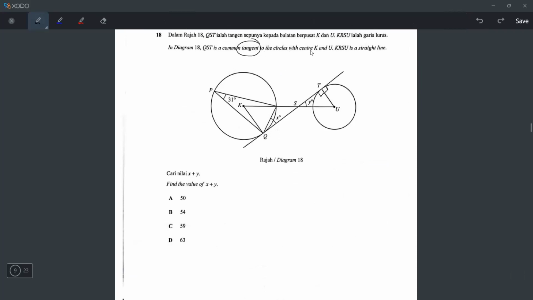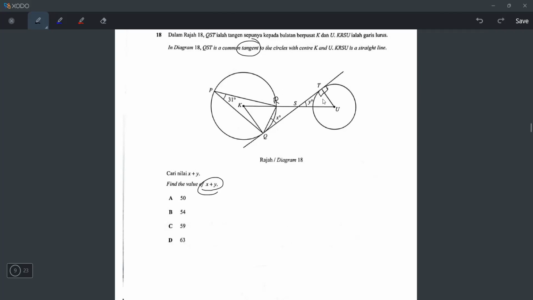Okay, to the circles with center K. Where is it? Center K. Okay. And then U. Okay, understand. KRSU is a straight line. Where's K? Where's R? I think this is R. They never label. So KRSU is a straight line. Okay. Find the value of X plus Y. Okay. Let's start to do it.